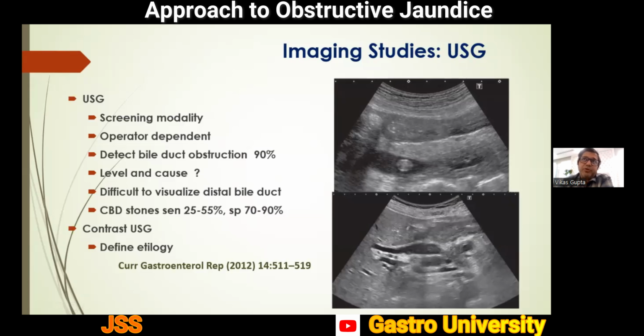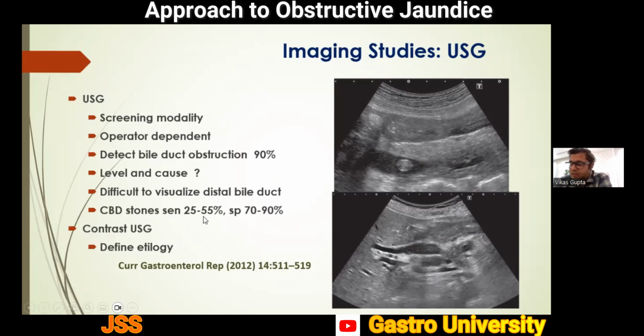Many people have advocated putting in a Ryle's tube and aspirating the duodenal air to better visualize this, but again, that will be more invasive and more inconvenient for the patients. CBD stones have a sensitivity of 25 to 50% on ultrasound, but if they are seen, the specificity will be high.